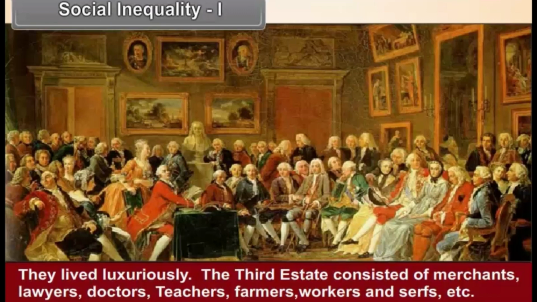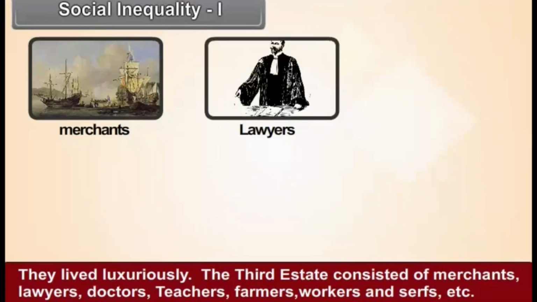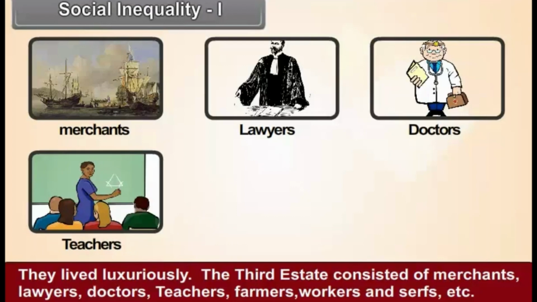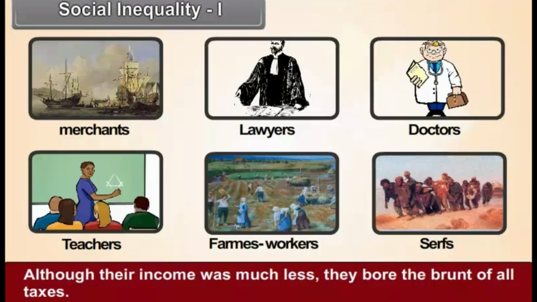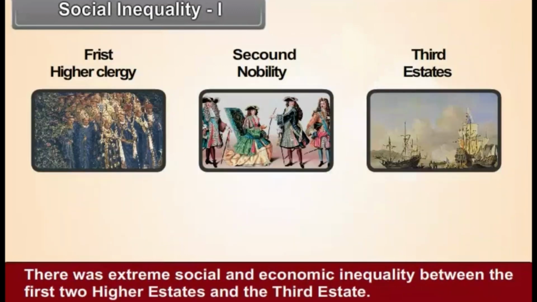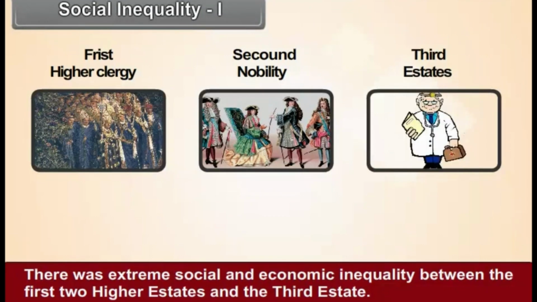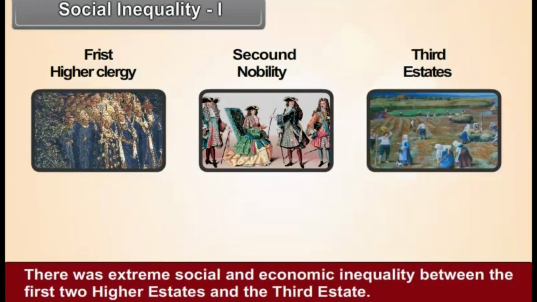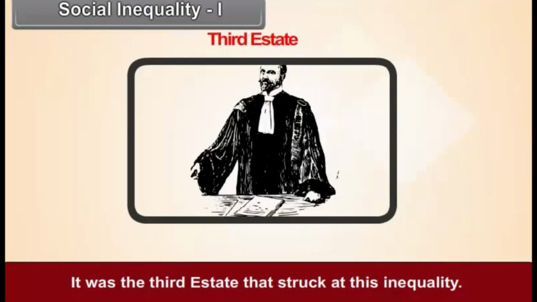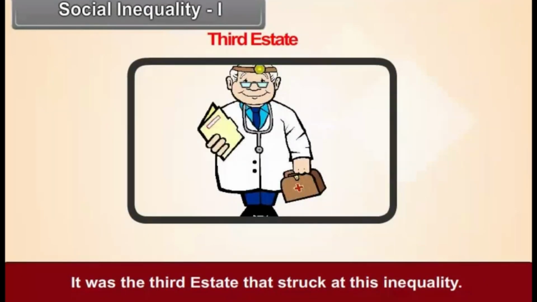They lived luxuriously. The third estate consisted of merchants, lawyers, doctors, teachers, farmers, workers and serfs, etc. Although their income was much less, they bore the brunt of all taxes. There was extreme social and economic inequality between the first two higher estates and the third estate. It was the third estate that struck at this inequality.